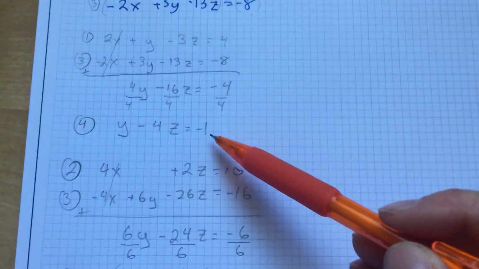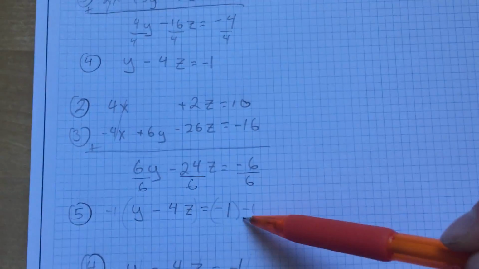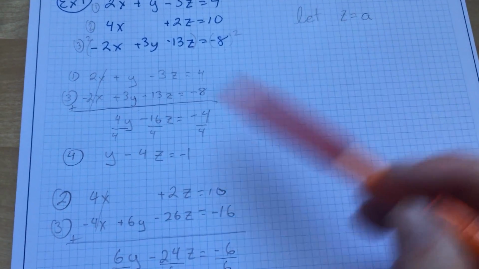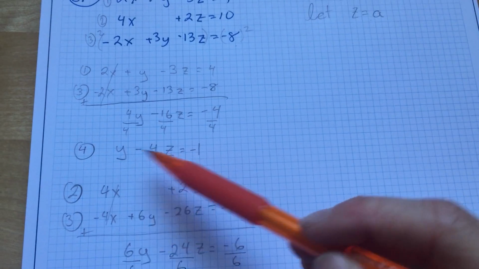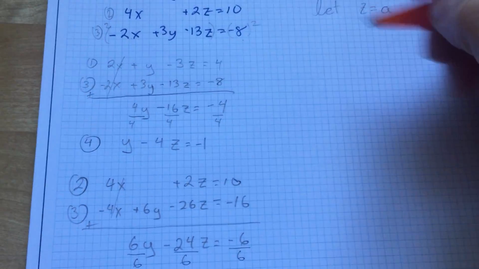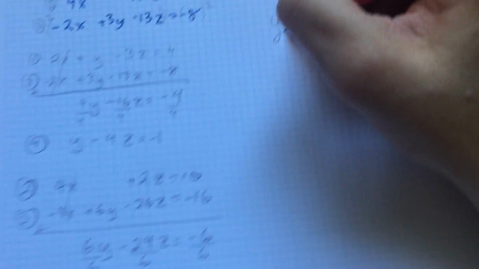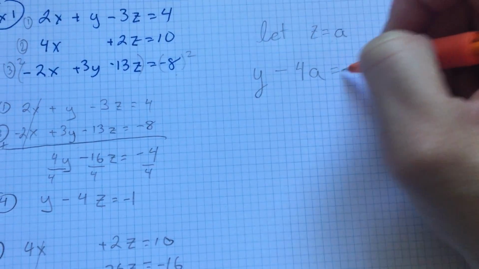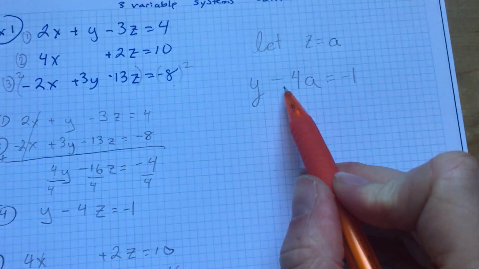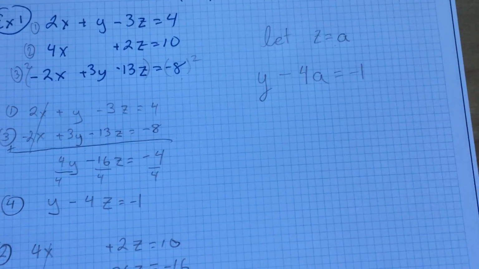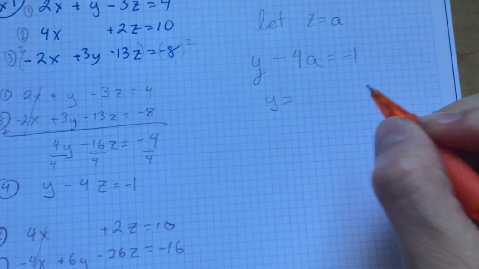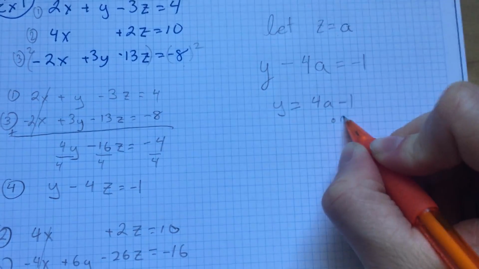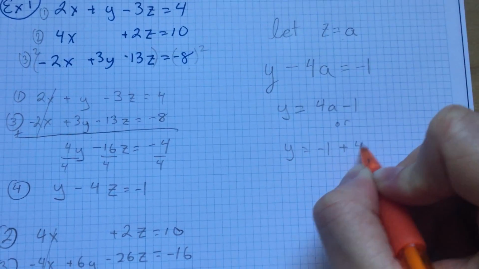What we should do is go back to either the fourth equation or the fifth equation. Doesn't matter, they're exactly the same. And we're going to plug in that let statement. We're going to let A equal the Z, and we're going to solve for Y. So what does this look like? If I take the Y minus 4, and now I'm going to write an A instead, is equal to negative 1. All you have to do is add that 4A over to the other side, and you have what your Y is equal to. Your Y is equal to 4A minus 1, right? Or you can say Y is equal to negative 1 plus 4A.